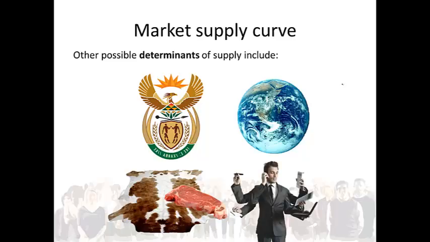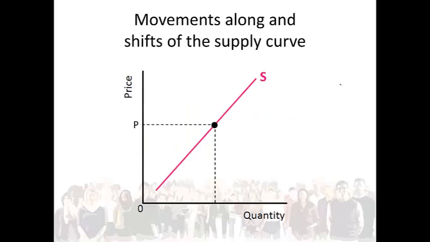Lastly, productivity. A decrease in productivity will have a negative effect on supply. Technology can have a positive effect on productivity. A movement along the supply curve can be caused by a change in the price of the product. So if price increases from P to, let's say, P1 over here, then we will see a movement of the equilibrium on the supply curve and an increase in quantity.